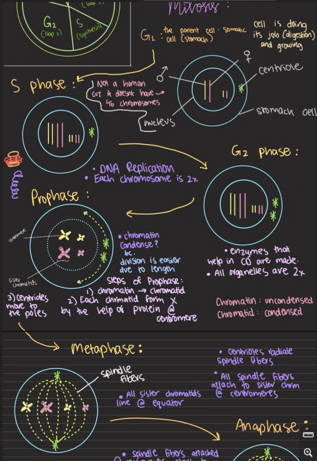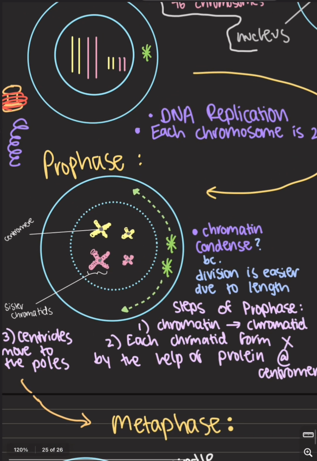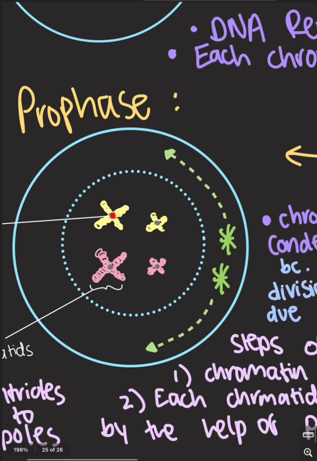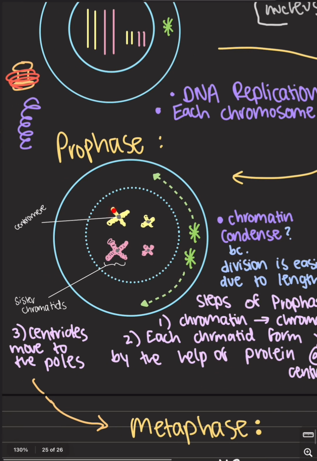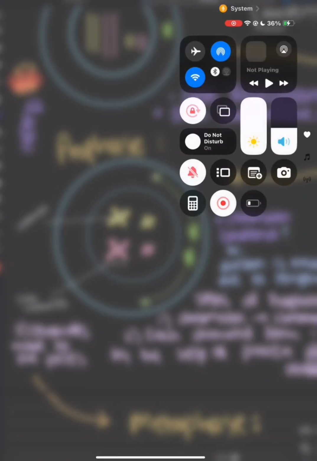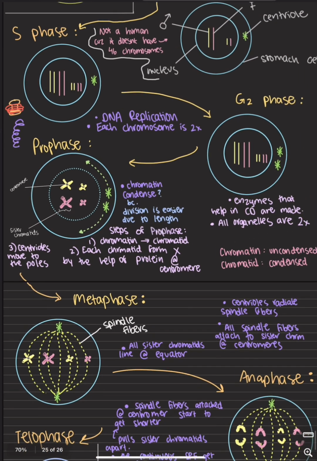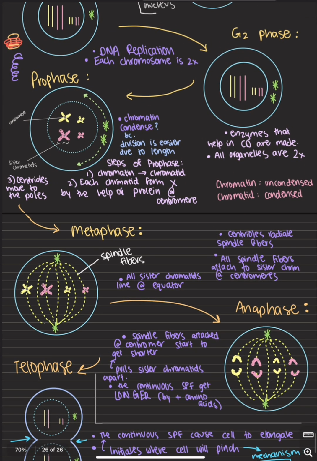And so after the chromatin condense, each chromatid, they form an X. They form an X by the help of proteins, and they form a region called the centromere, which is this gray dot in the middle. And so they form an X shape. And now these are called sister chromatids. And then we also see how the centrioles start to move towards the pole. They start to get attracted towards the poles. And this helps in the other stages. And also in prophase, we see how the nuclear envelope starts to dissipate. And then that's prophase.